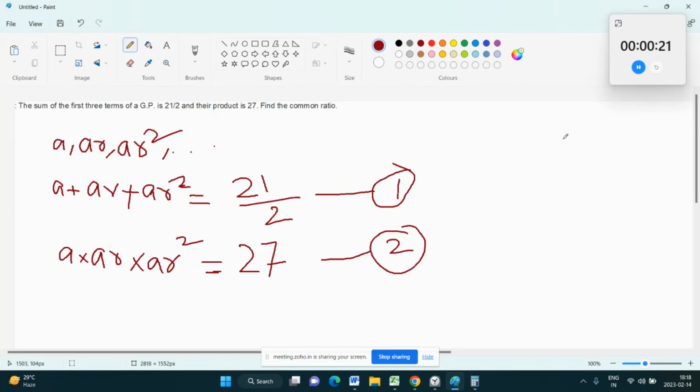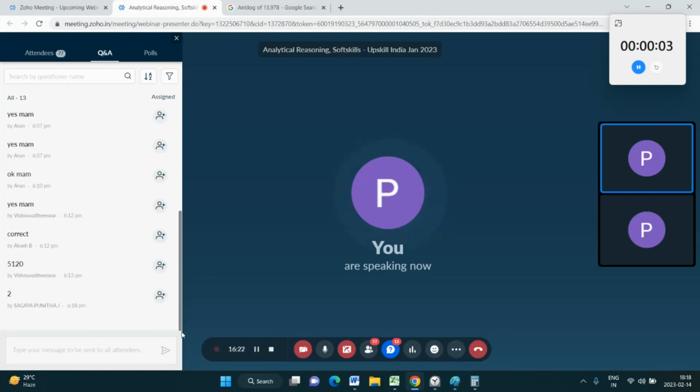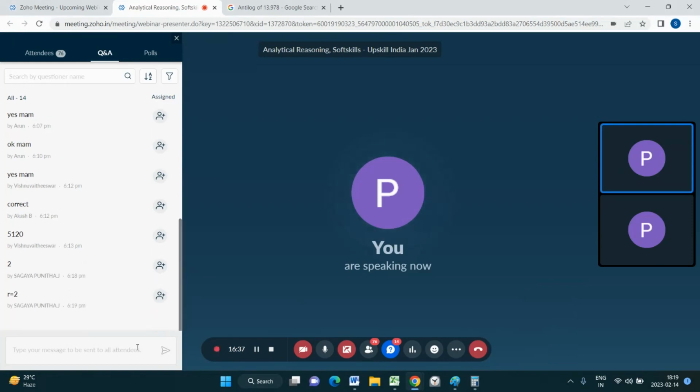You want any help? You want help? Could you find out? Did you find out? Sahaya Punita says it is 2. 2 is what? 2 is R is equal to 2. Very good. Then what is the first term? A.